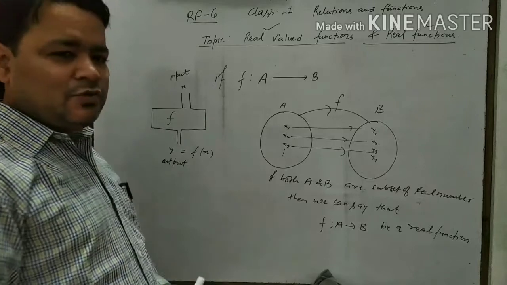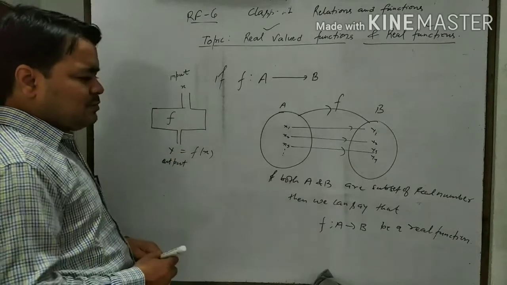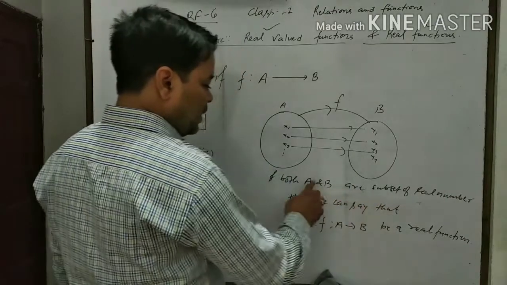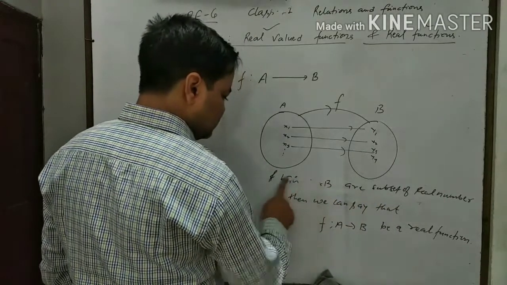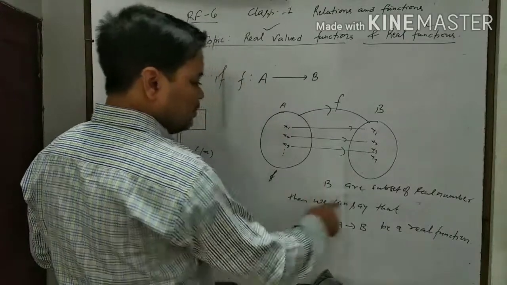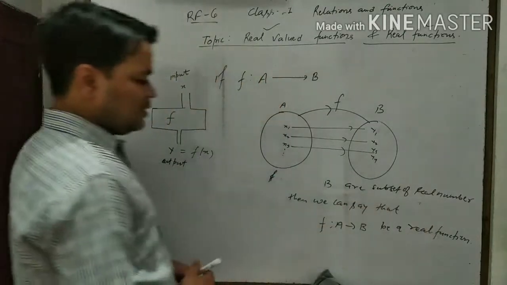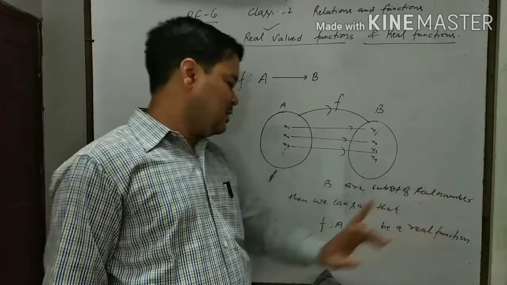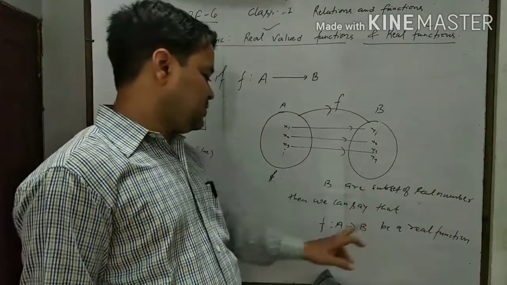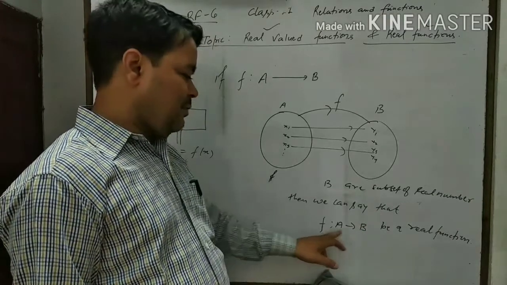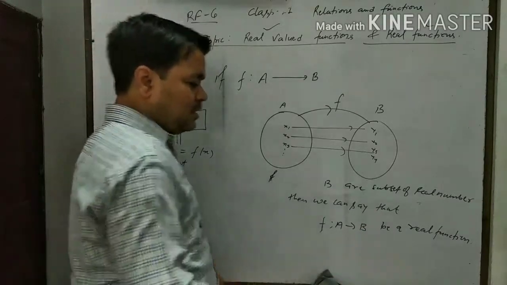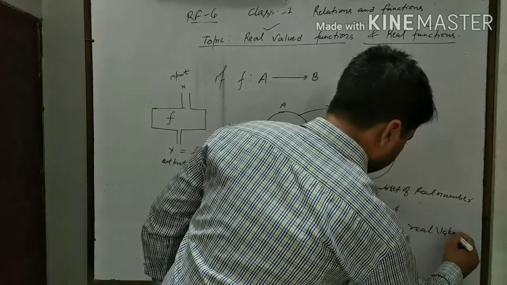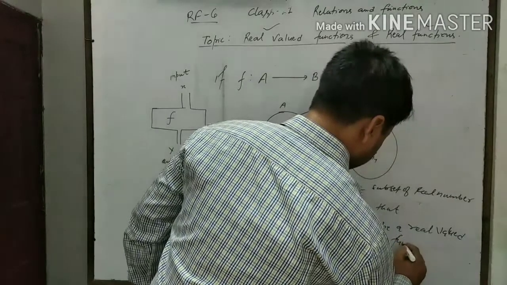Now what is a real valued function? A real valued function means if A and B are here, if B is a subset of real numbers, then we can say that a function from A to B is a real valued function.